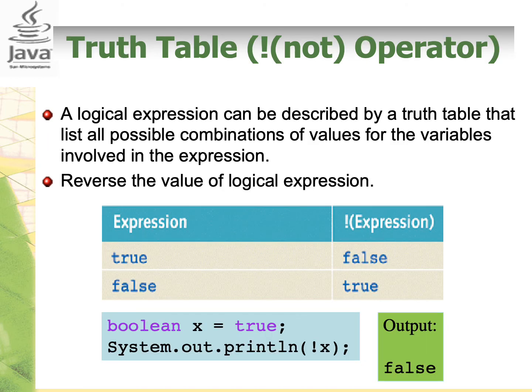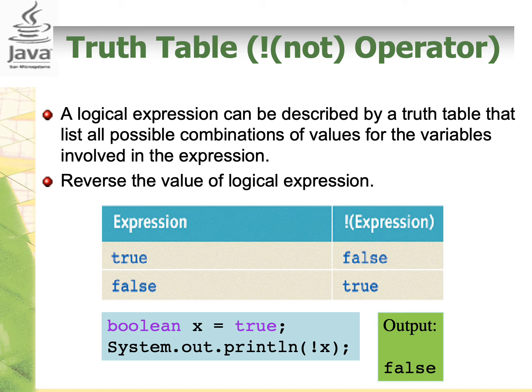The NOT operator. A logical expression can be described by a truth table that lists all possible combinations of values for the variables involved in the expression. Using NOT reverses the value of the logical expression. So if it is true, using NOT it will become false. Same if it's false, using NOT it will become true.